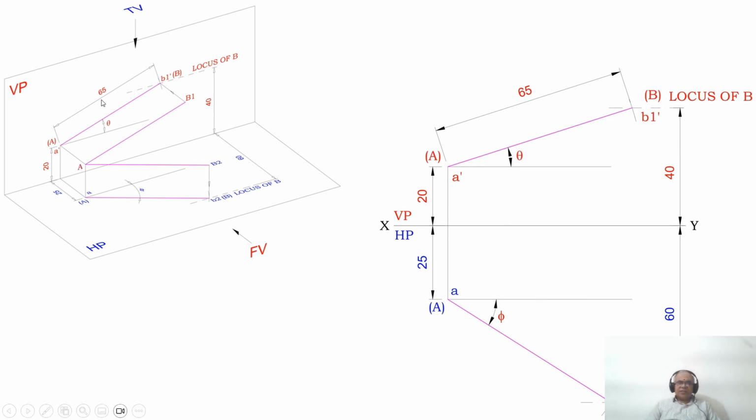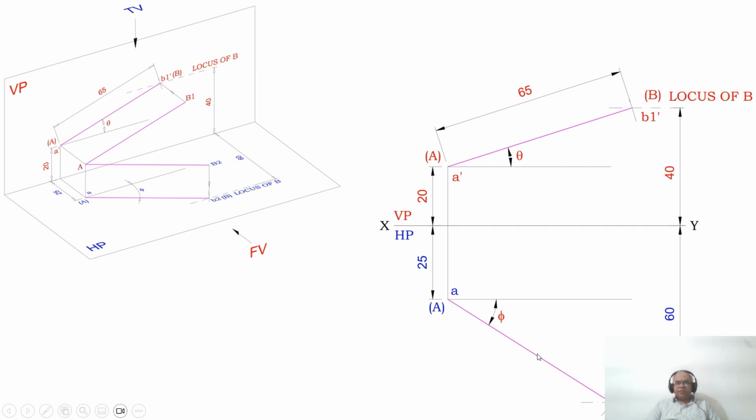So as we know that the true length is the same both in the front view and in the top view, with A dash as center, taking the radius of 65, cut an arc on the locus of B in the front view by using the compass. Similarly, with A as center, taking the same radius of 65, cut an arc on the locus of B in the top view. You mark this point as B1 dash and this point as B2. And since it is the true length, you mark that as capital B and this as capital B. Join A dash B1 dash and similarly join A, B2.